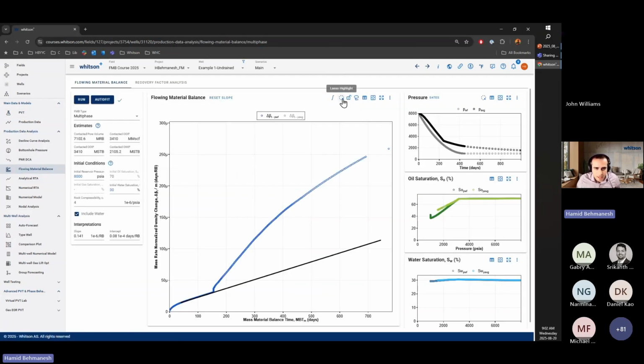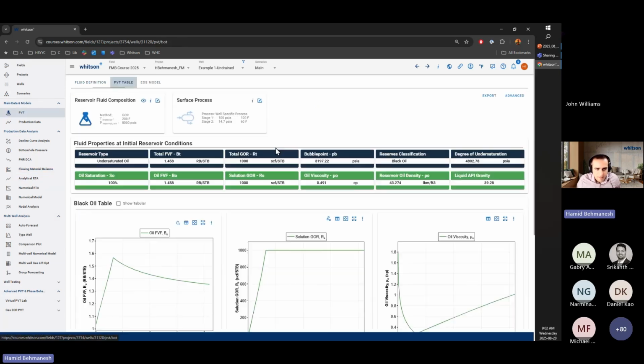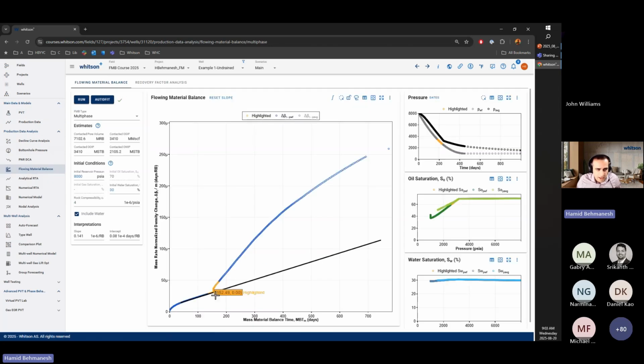There's one very nice feature here that I can lasso highlight some portion of the data. Let's see what's going on here. If I highlight this portion, it also shows on the bottom hole pressure. And you see somewhere here, you see the drastic change of the slope. If I go in the PVT section, you see that the bubble point pressure is 3200. So right at the 3200 point, I see the drastic change of the slope on my FMB.